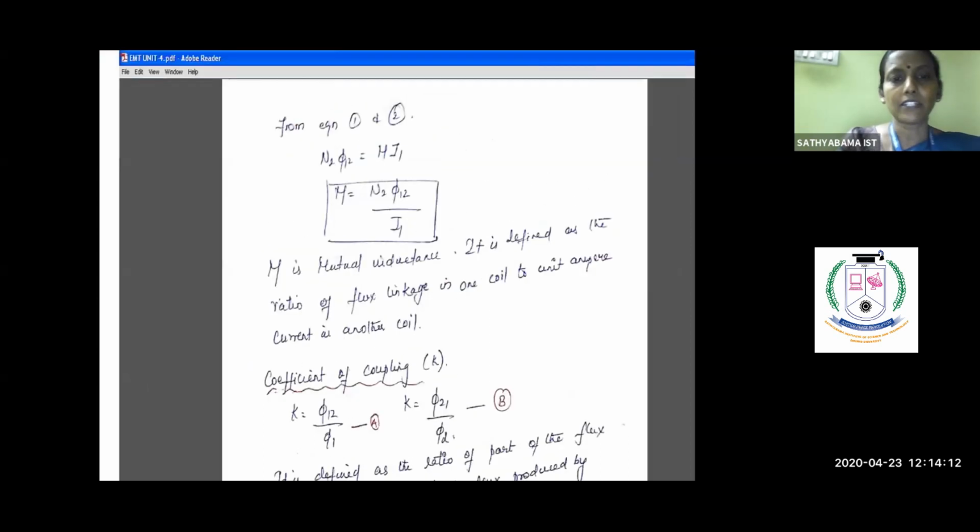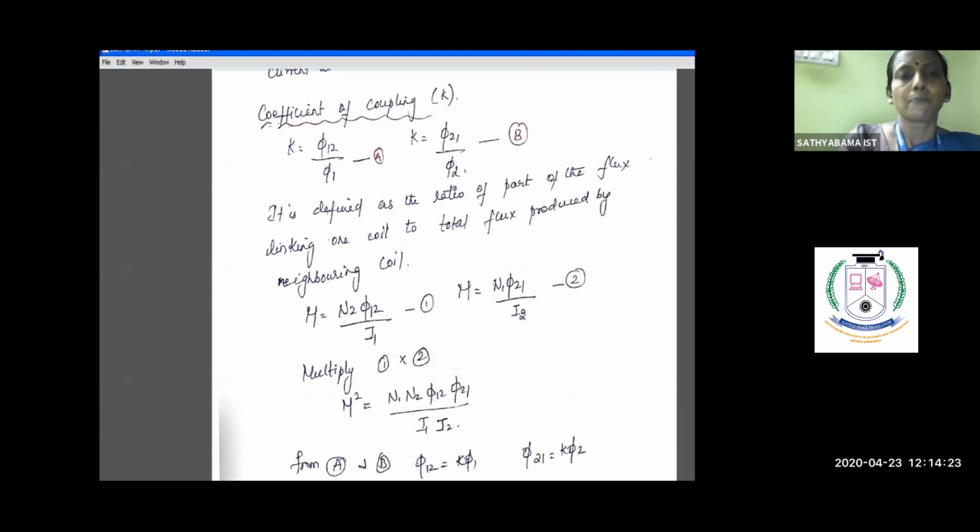So keeping this equation in mind, we are going to derive the equation of coefficient of coupling K in terms of mutual inductance and self-inductance. So we can just write M. M can be written in two ways here. That is by connecting a voltage source in the primary side and leaving the secondary side open, or else in the secondary side we can connect a voltage source and calculate the EMF in the primary side.